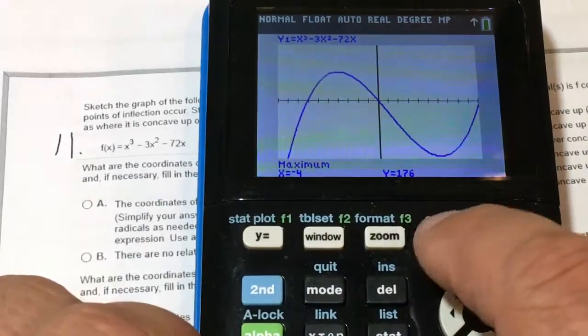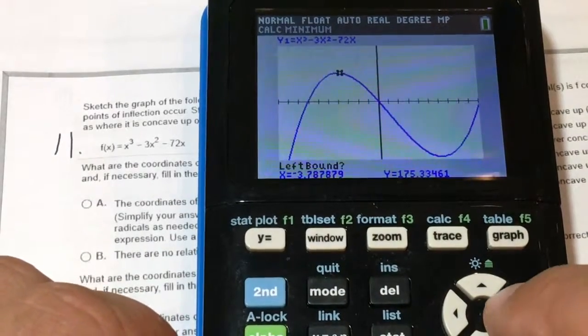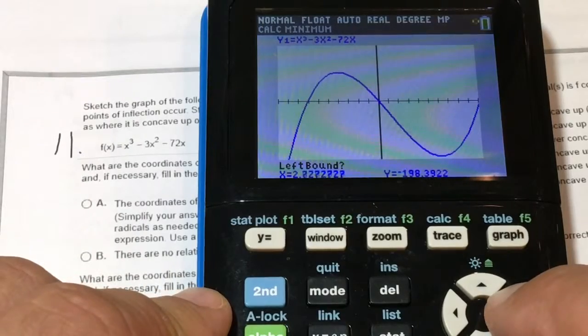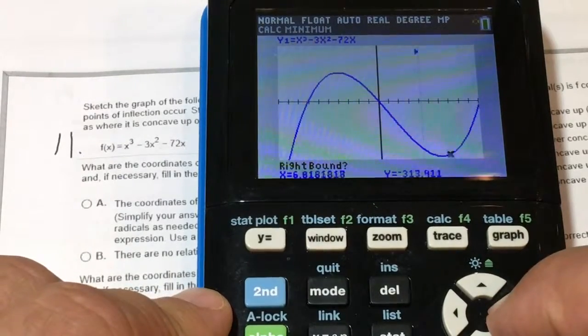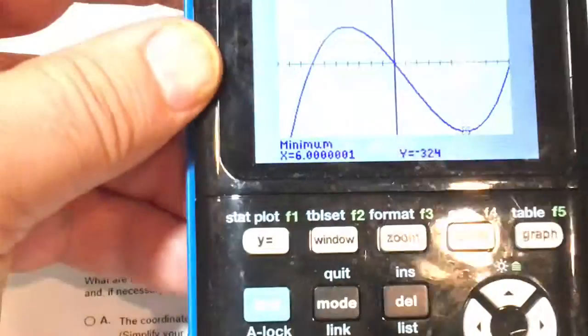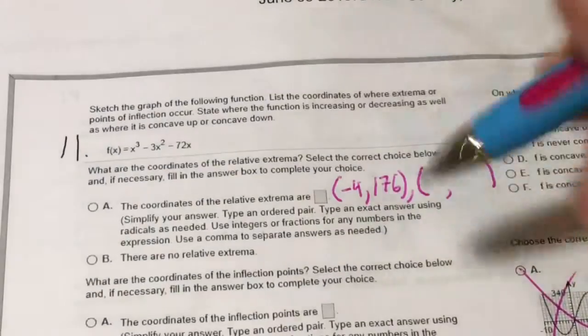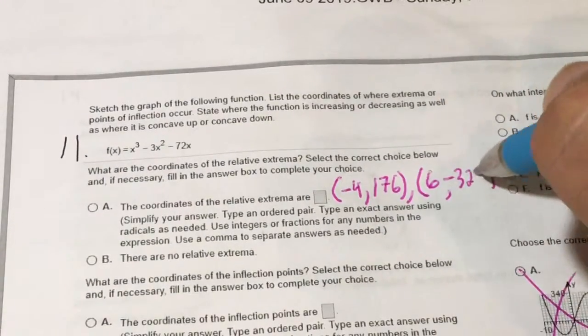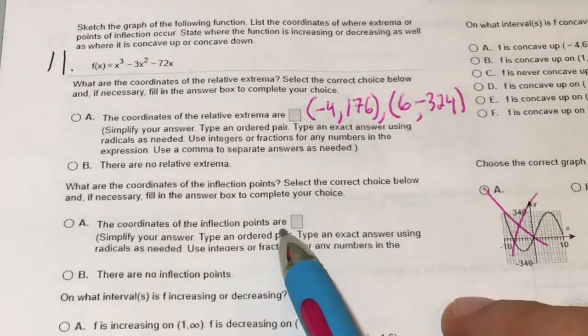We'll hit second calc, min. I'm going to left bound it, scroll over, enter, right bound it, enter, hit enter again. That's going to be 6, -324. Now it's going to ask for the inflection points.